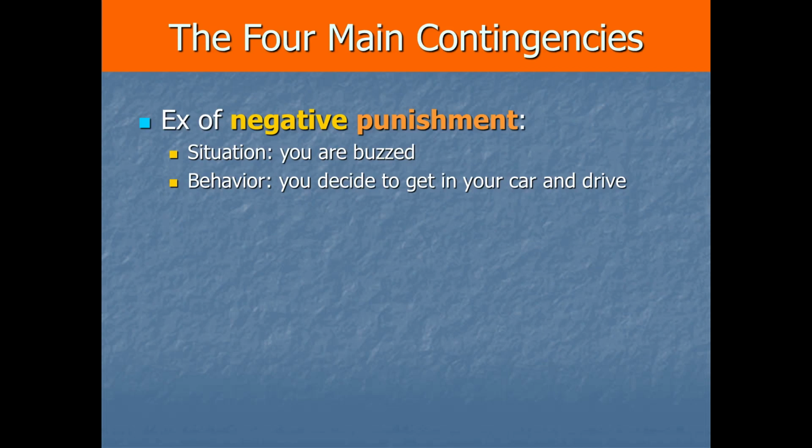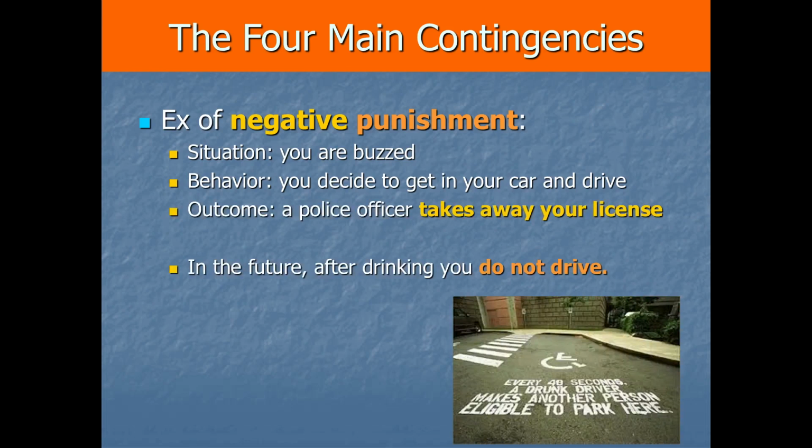There's a contingency in place. It might be something like, if you drive drunk, then a police officer will take away your license. So they're taking something away, some stimulus that you like, something is removed as a result of your behavior. So the behavior led to the removal of something. So we're going to call it negative. Negative meaning removal of something.